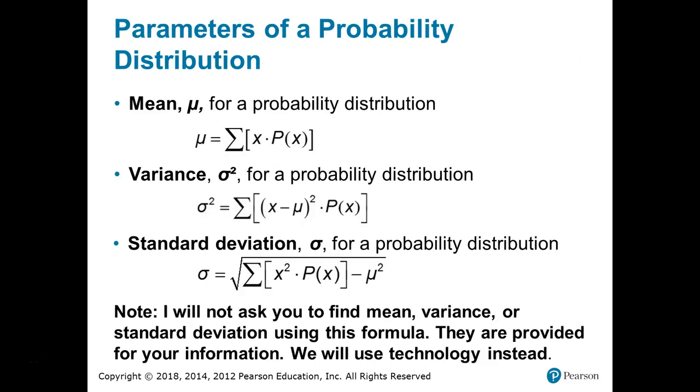Okay, so the parameters for a probability distribution are as follows. We have the mean is given by this equation. Remember, this is a sigma, which is the summation. Variance is this equation, standard deviation here. And I'm just showing you these for FYI.